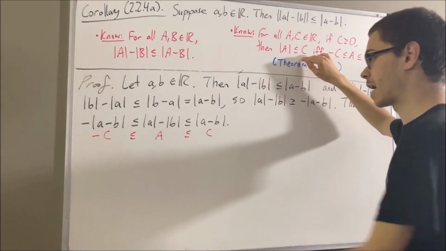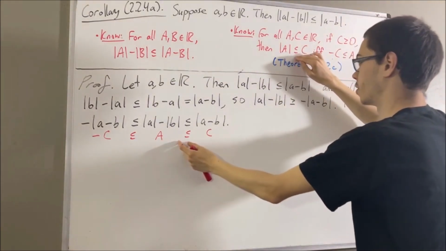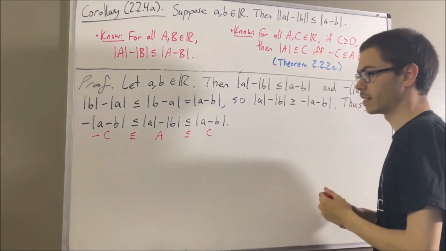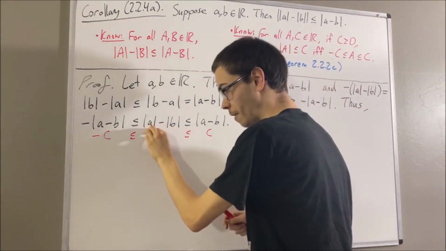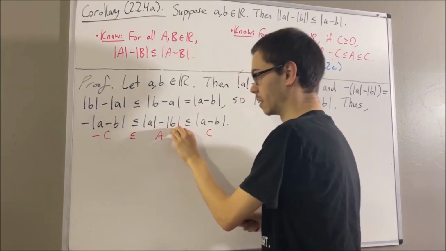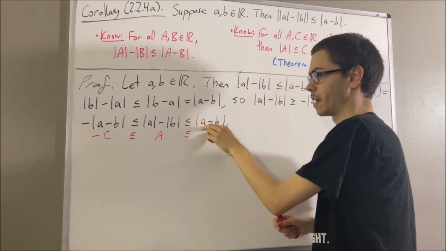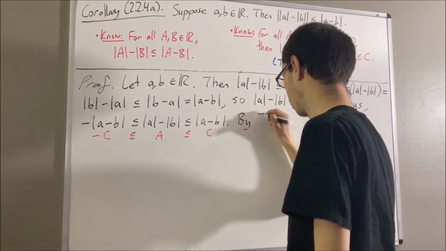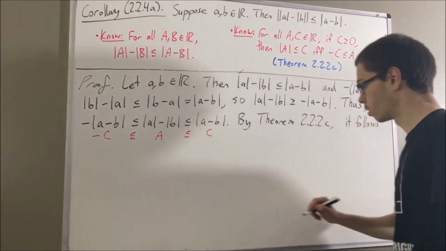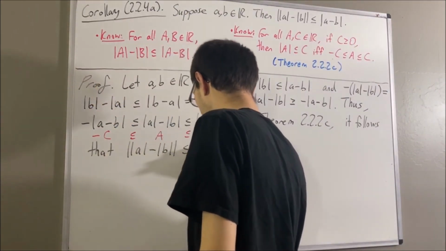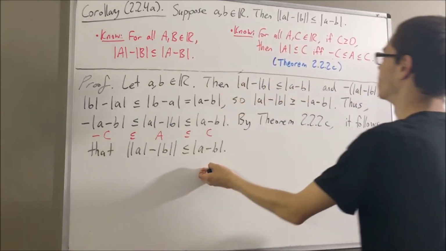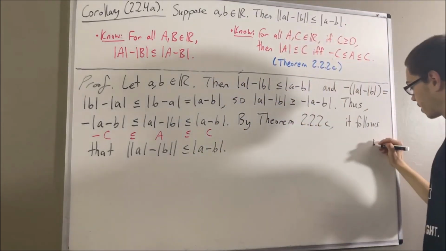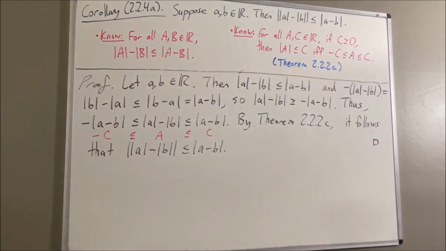So we know for a fact that the absolute value of capital A is less than or equal to capital C. That is, the absolute value of a minus absolute value of b is less than or equal to absolute value of a minus b. And this is exactly what we wanted to prove. So this completes the proof. And so yeah, that's pretty much it for this video.